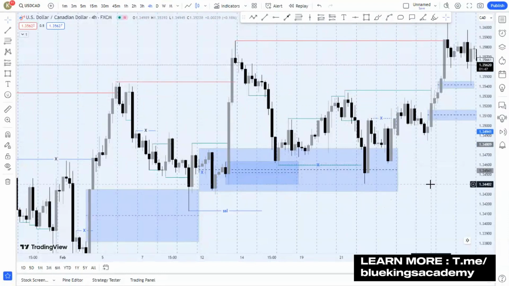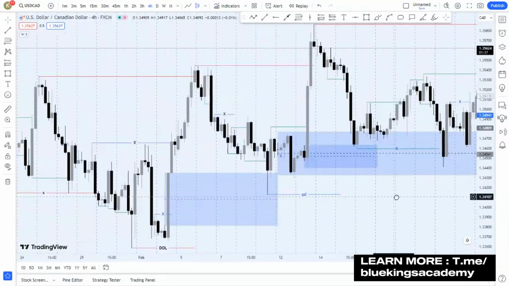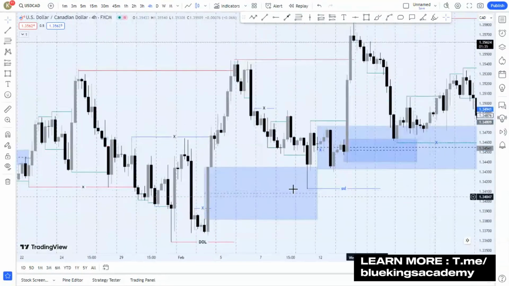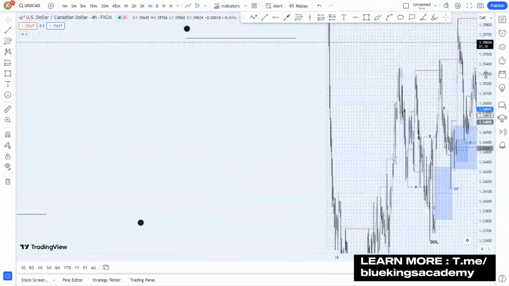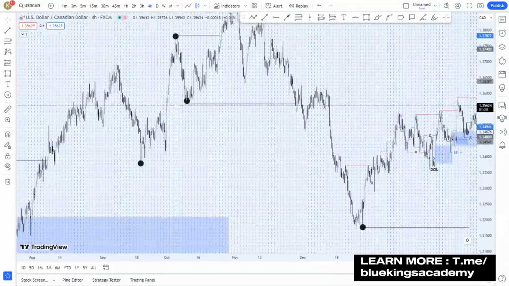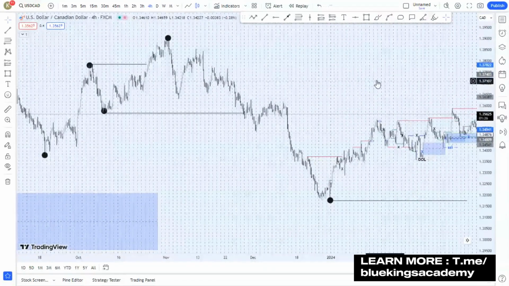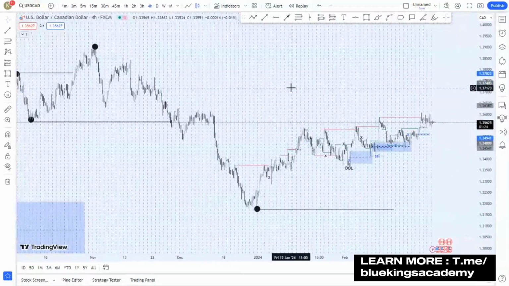First things first, you should keep track of your smaller structures. For instance, all of these red lines you see me marking here are internal structures, okay? And you'll be like, wow, internal structures are this big. That's because the externals are way wider. This is my external range. Okay, this is my external range.